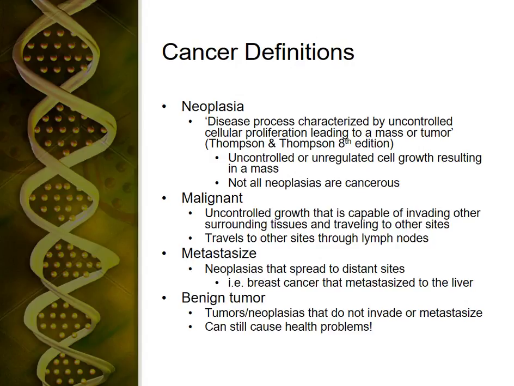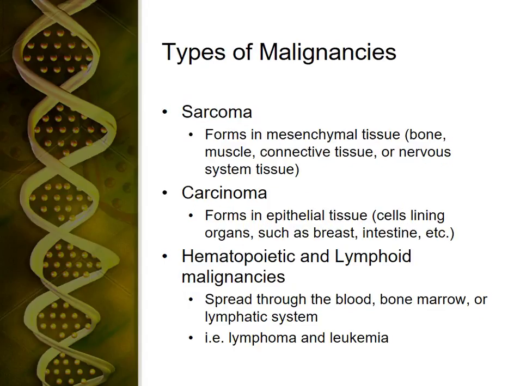Metastasis is defined as neoplasia that spreads to distant sites. For instance, breast cancer then metastasizes to the liver. A benign tumor is a tumor that does not invade or metastasize, but it still can cause problems, especially if it's in a confined space. For instance, a benign tumor in the brain, if it keeps growing, can push on other structures, and because there's nowhere to go, it causes a lot of problems.